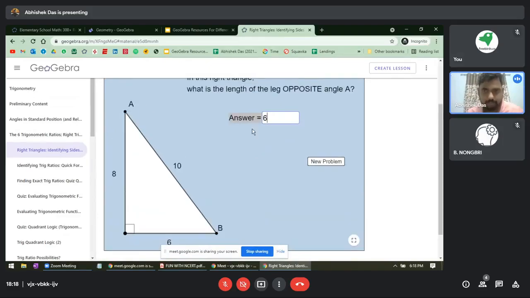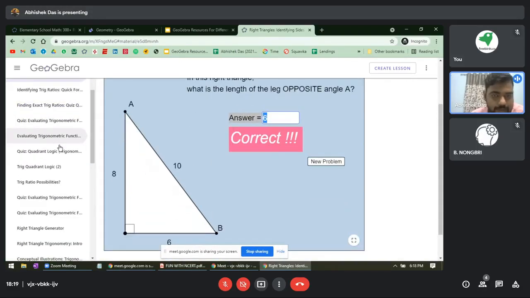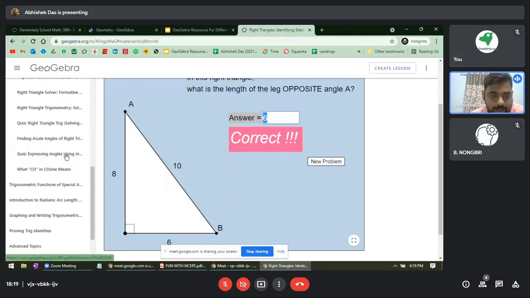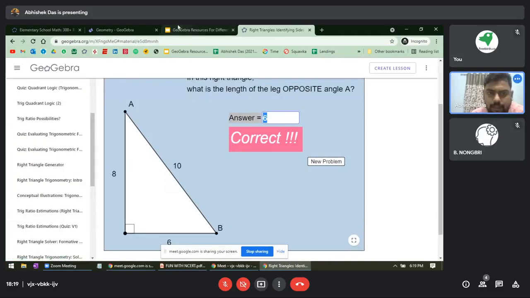This is 6 now. Oh, see, it's so easy. Now these are very easy problems, of course, but you will find complicated problems as you go on and on inside this GeoGebra. You can do problems related to statistics. You can do problems related to probability. You can do problems related to linear equations, quadratic equations, higher degree polynomials.